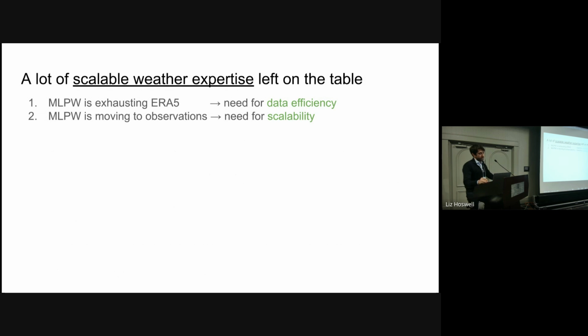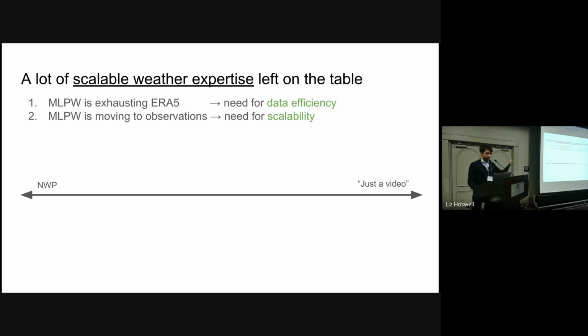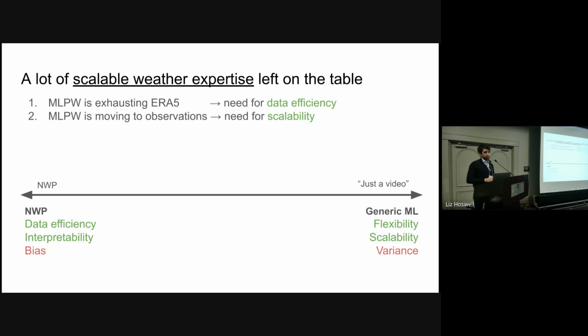Also, I think that there's a lot of scalable weather expertise left on the table. We know we need better data efficiency and more scalability because we are roughly already exhausting the data in ERA5, and we are also, as a field, moving to observations. So we really need to be scalable and data efficient. If you look at the spectrum between pure NWP and just a video machine learning where you don't think about the fact that you're predicting weather, there are trade-offs. You're more data efficient and more interpretable in NWP, but you impose a bias by the fact that you encode the equations in your way and not a more generic way.